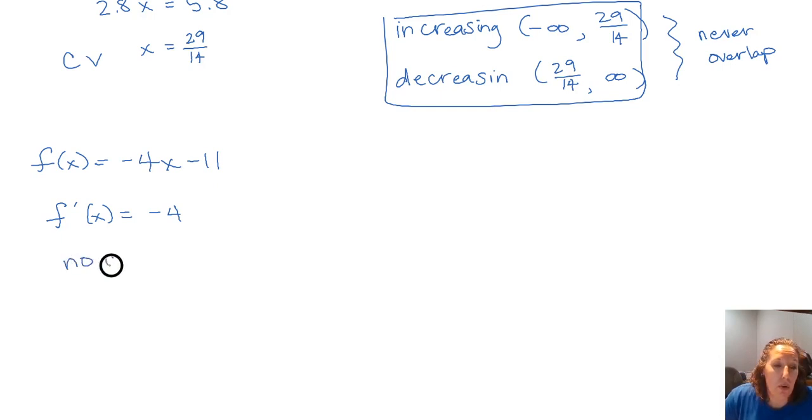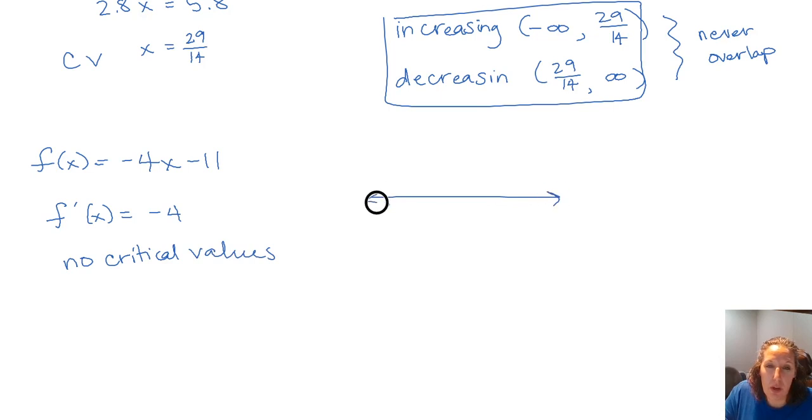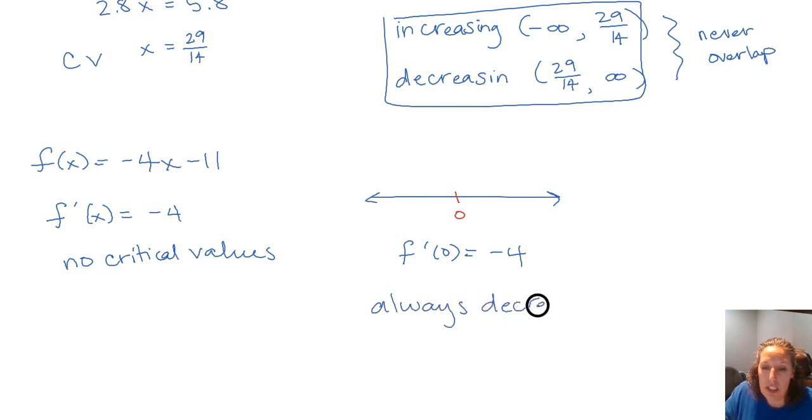So there are no critical values because it's never equal to 0 and never undefined. And so technically, if we put it on a number line, we don't have anything there. We pick any test value and we get that f prime at that number. Well, it's equal to negative 4 everywhere, so it's equal to negative 4. That means this function is always decreasing, or it is decreasing from negative infinity to infinity.